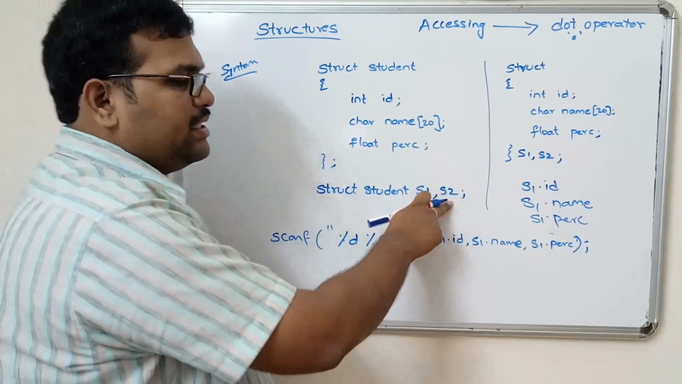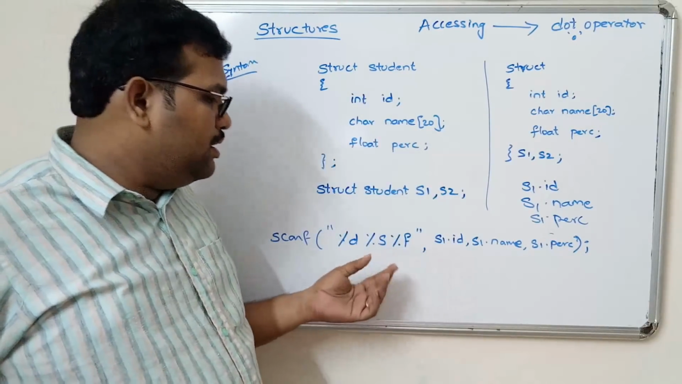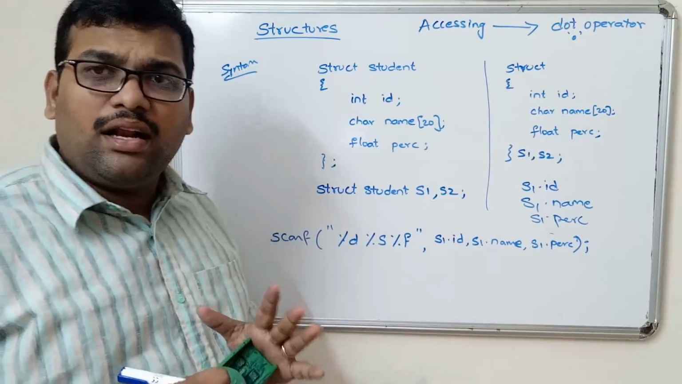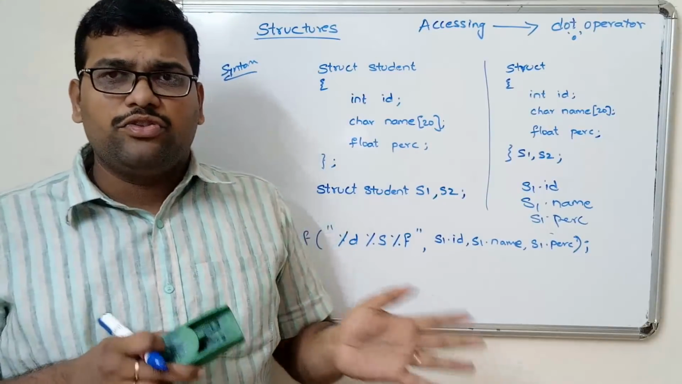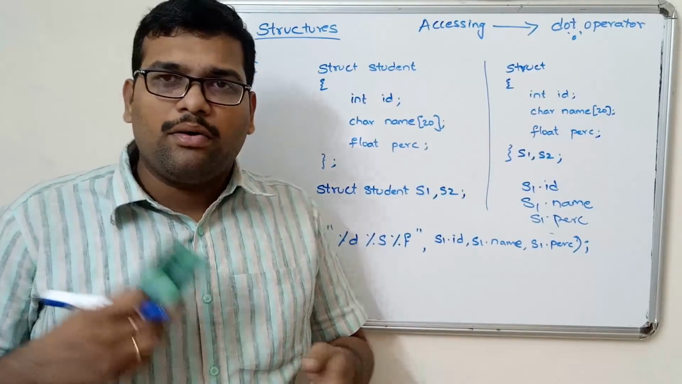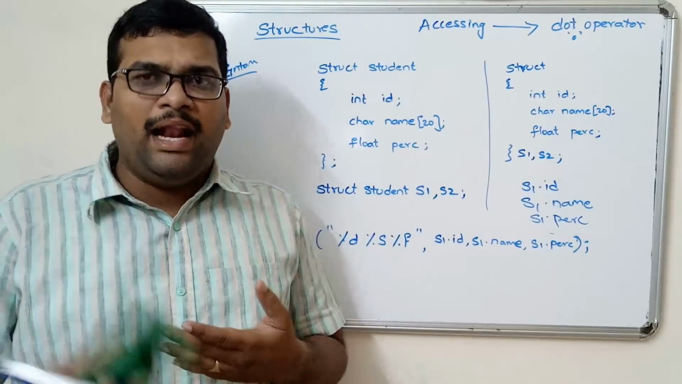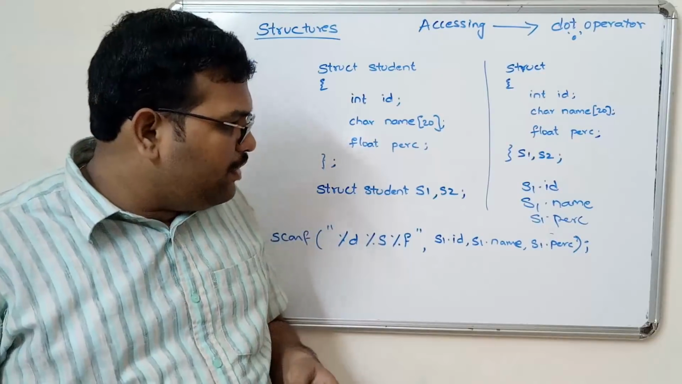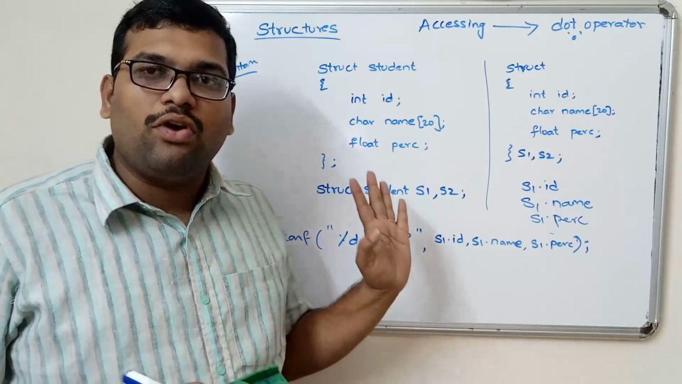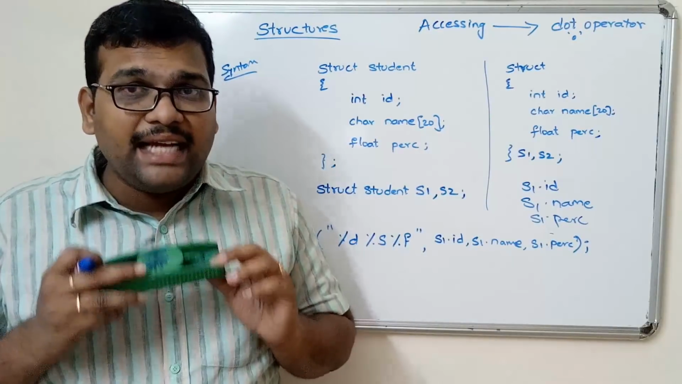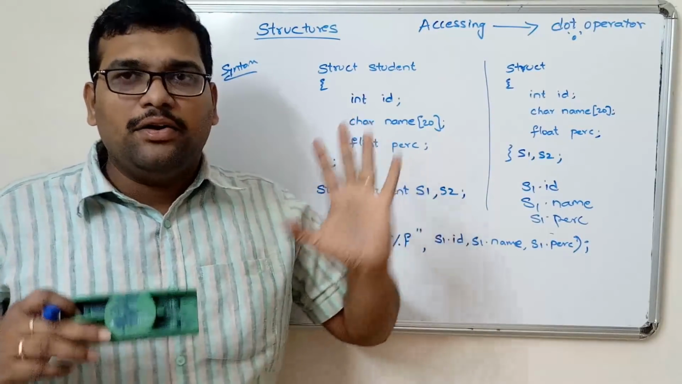Similarly, if you want to initialize the S2, write down S2.id, S2.name and S2.percentage. And all the remaining operations can be done by using this dot operator. Comparisons can be done, or any additions, any manipulations, any calculations can be done by using this dot operator. So the members of a structure variable can be accessed only through the dot operator.